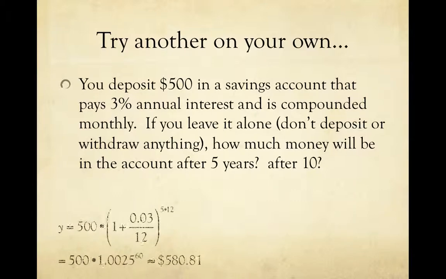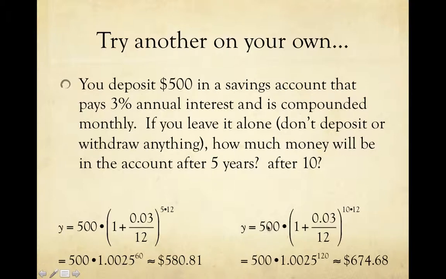Okay, so for 5 years, if you have $500, that's your initial amount. You're paying 3% annual interest, so that's your r. Compounded monthly, so that means your n is going to be 12. And in the first case, they're asking you how much would you have in 5 years, so you would need to take 5 times 12 up here in the exponent. When you work that all out, you end up with about $580.81.